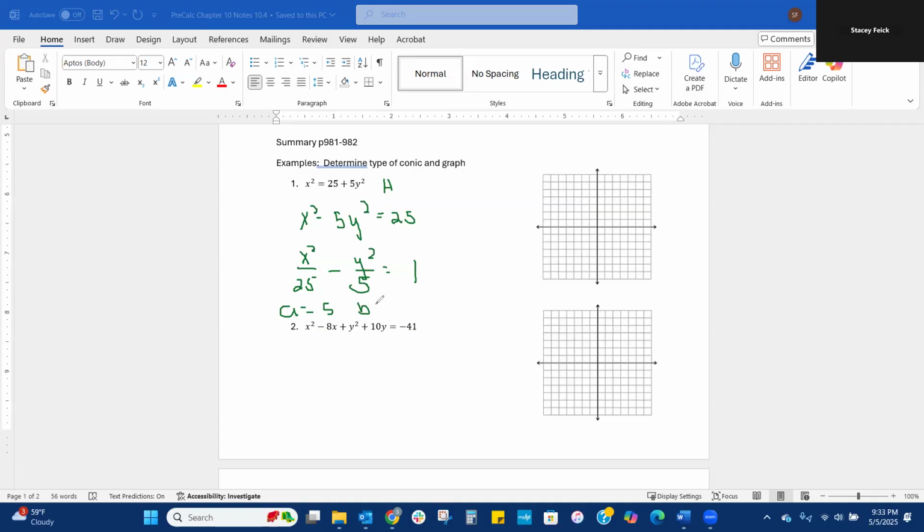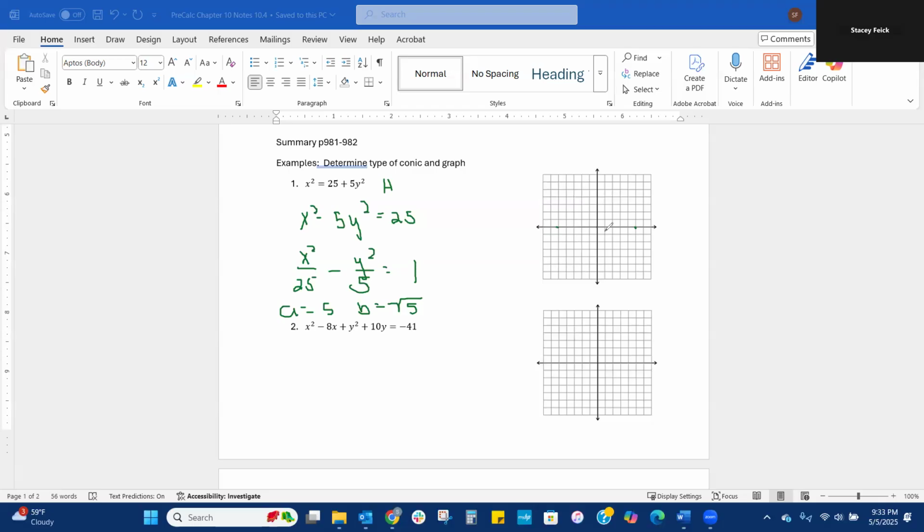and our b equals the square root of 5, and we know it's a hyperbola, and we know that it's centered at the origin. We know that because the a value is under the x, it's going to open horizontally, so we need to go 5 to the right, and we need to go 5 to the left, and that's going to be our vertices.